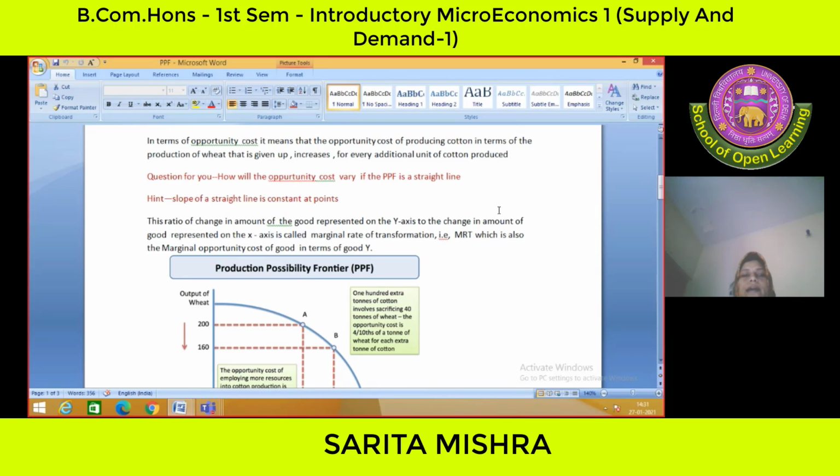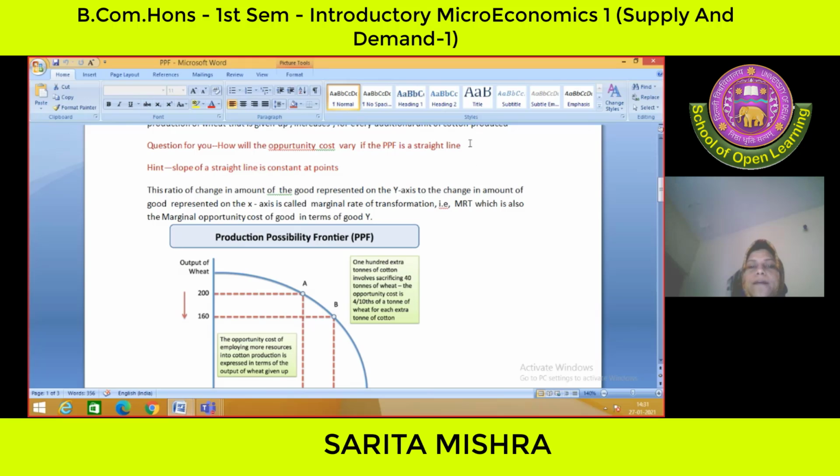Now you can answer this question intuitively if you have understood so far. How will the opportunity cost vary if the production possibility frontier is a straight line? You can answer this question through the chat section, and in the next class I will take up your answers for discussion. The hint is also given here: the slope of a straight line is constant at all points.